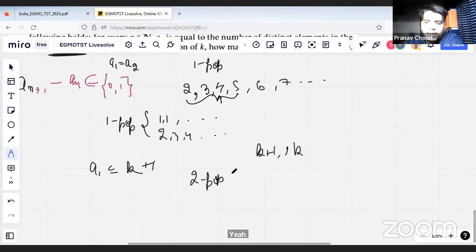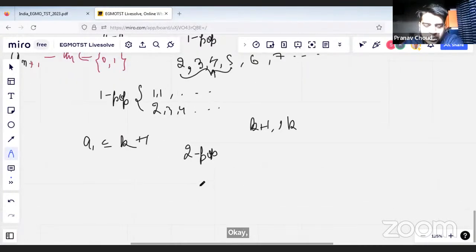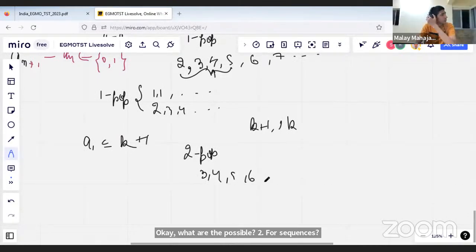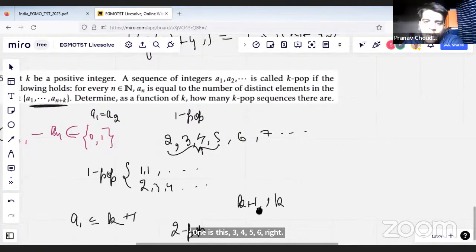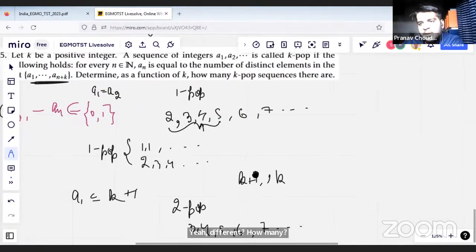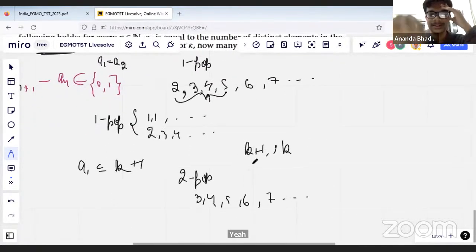What are the possible 2-pop sequences? One is 3, 4, 5, 6, right? Did they ask you to count the number of sequences? How many k-pop sequences? They don't ask, so there are only finitely many.